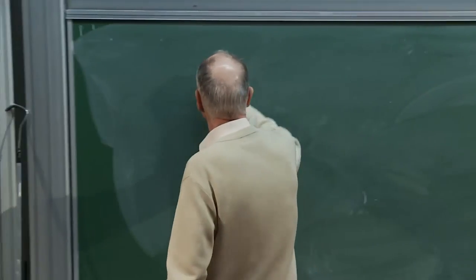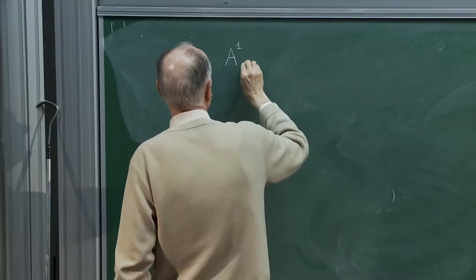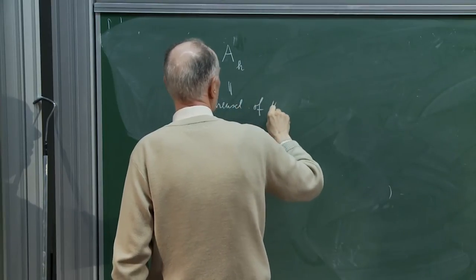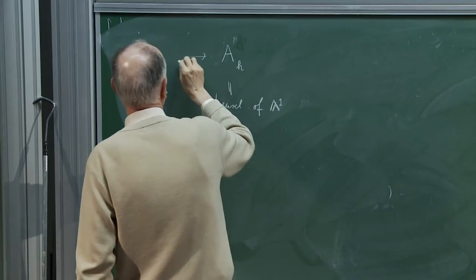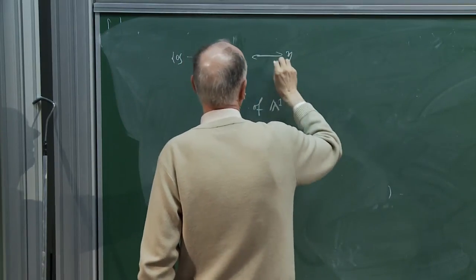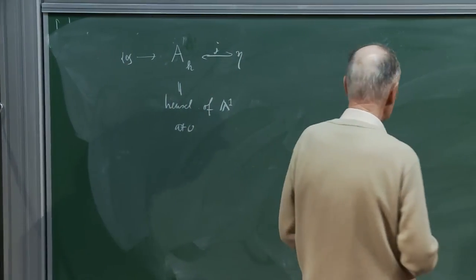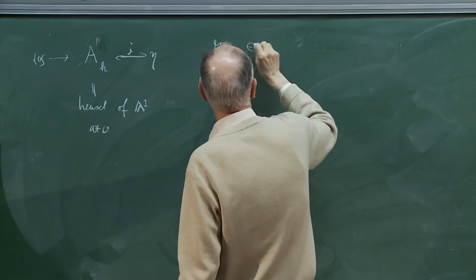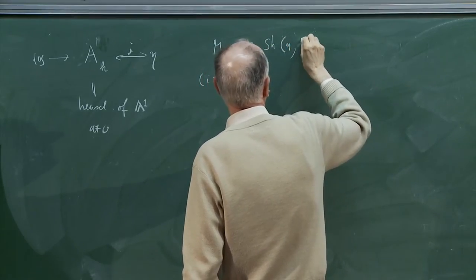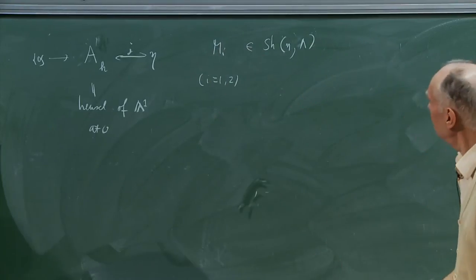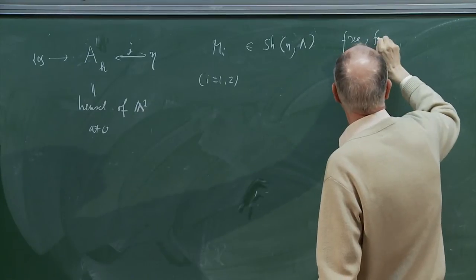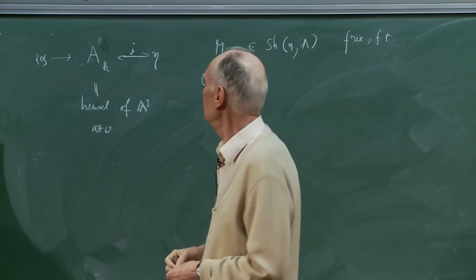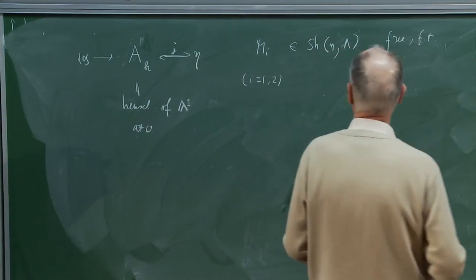So consider the henselization of A1 at 0. You have the closed point 0, the generic point eta, and the inclusion j. Suppose Mi, for i = 1, 2, is a sheaf of lambda-modules over eta, free of finite type, say. So this corresponds to a representation of the Galois group of eta bar over eta into a free module of finite type.